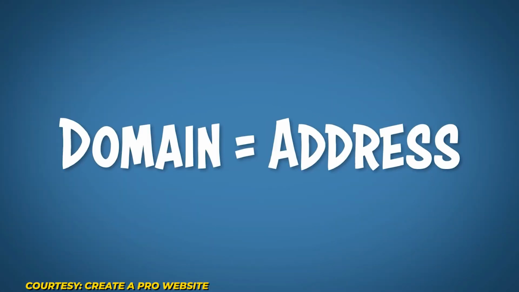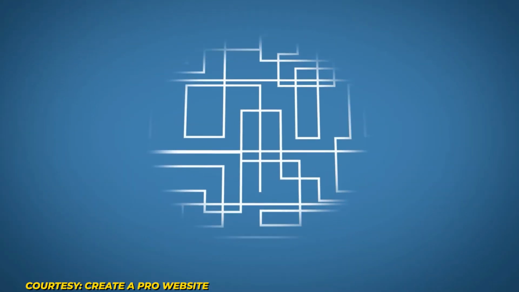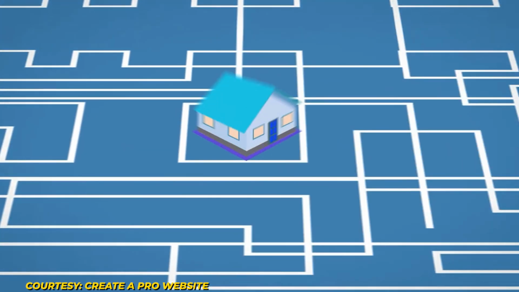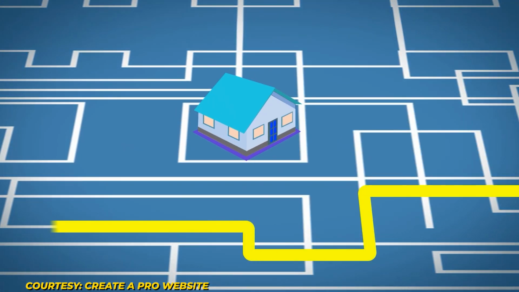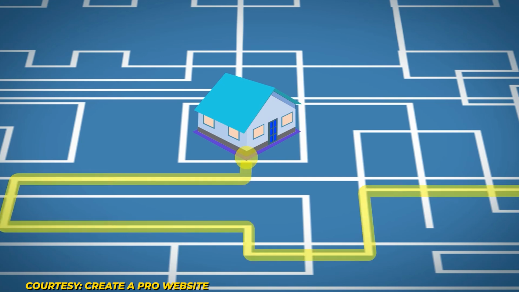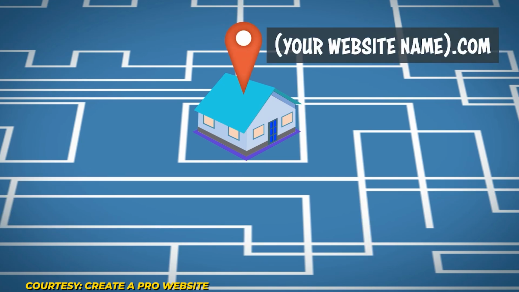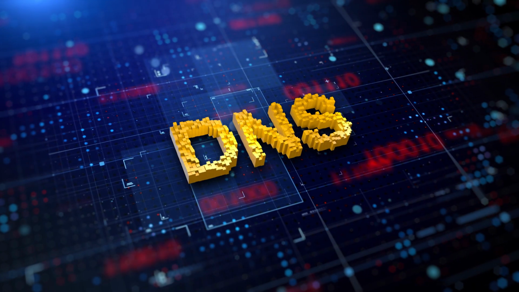A domain name is just the address to your website. So think of the internet as a vast map full of avenues and streets and turns everywhere. And think of your website as your house. In order for anyone to find their way to your house, even you'll need an address. This address is your domain name. That's where DNS comes in.